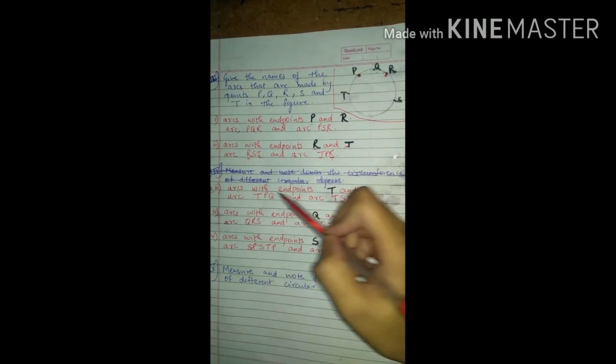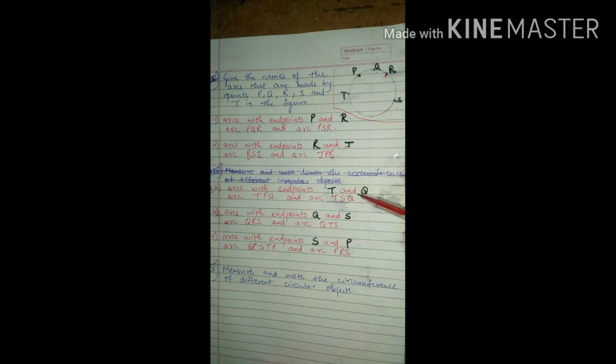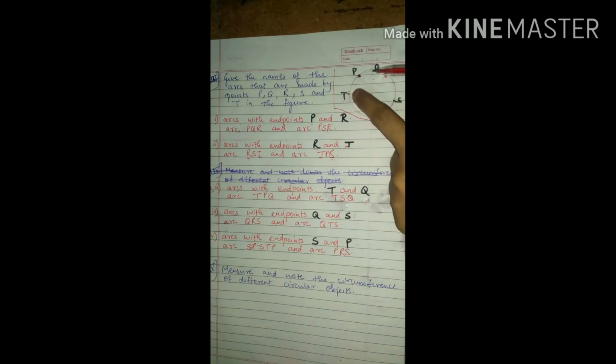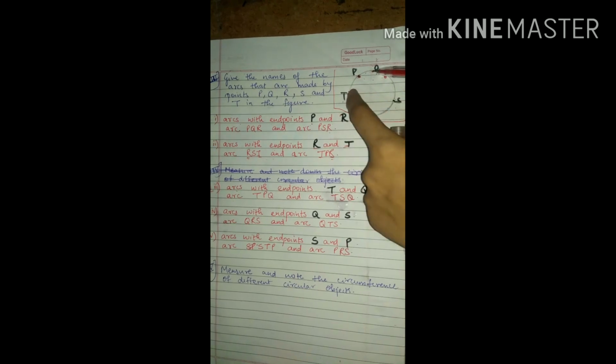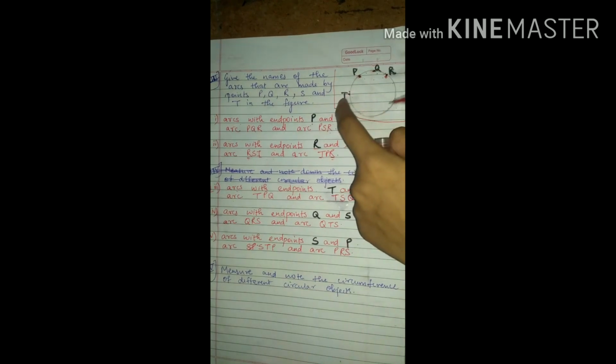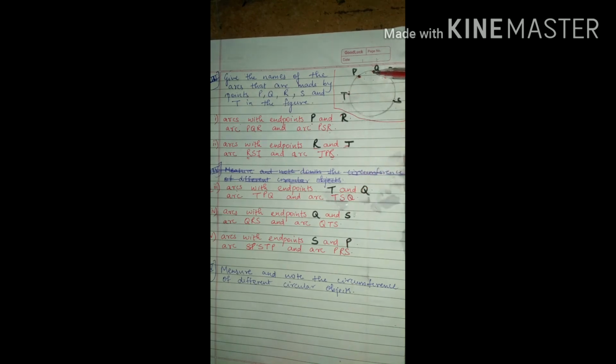See, arc with the end points T and Q. So now how many arcs are formed? One arc is TPQ, and the other arc is TSQ. So TPQ is one arc, TSQ the other arc.